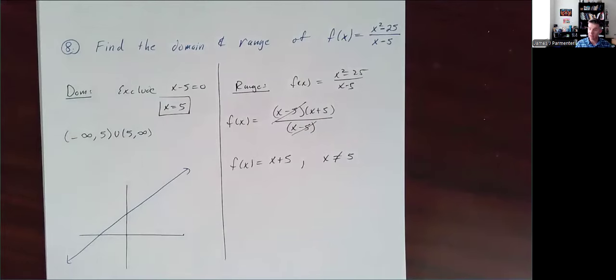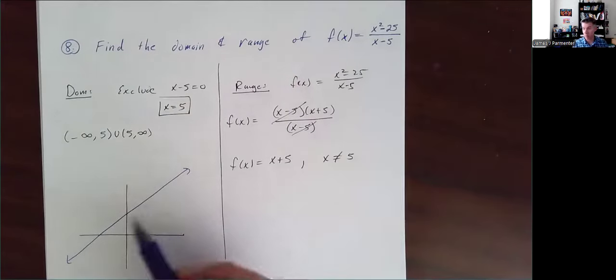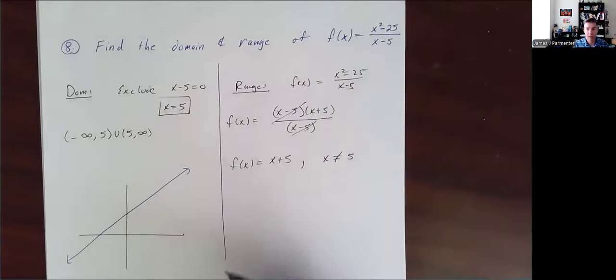When I talk about domain, it's all the possible x values of a function. When I talk about range, it's all the possible outputs or y values or function values. So here, a line that's either increasing or decreasing, has a positive slope or a negative slope, is going to get every y value, except for this one, because we're missing when x is equal to 5.